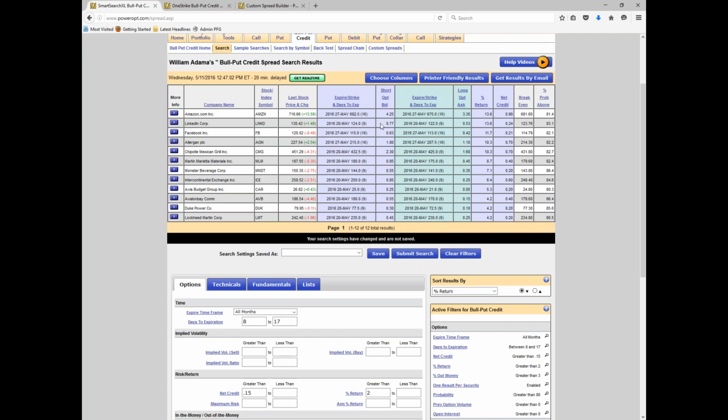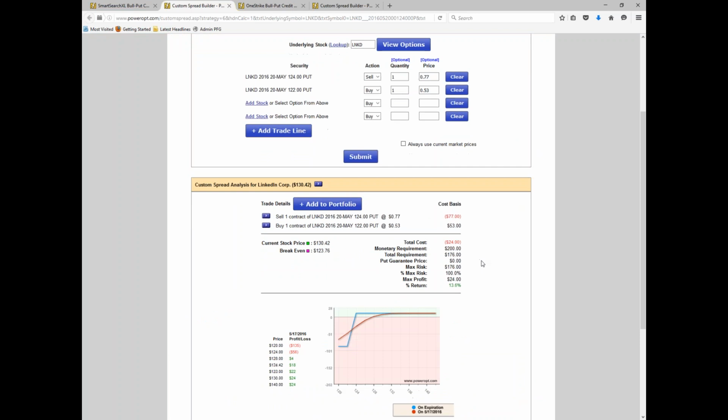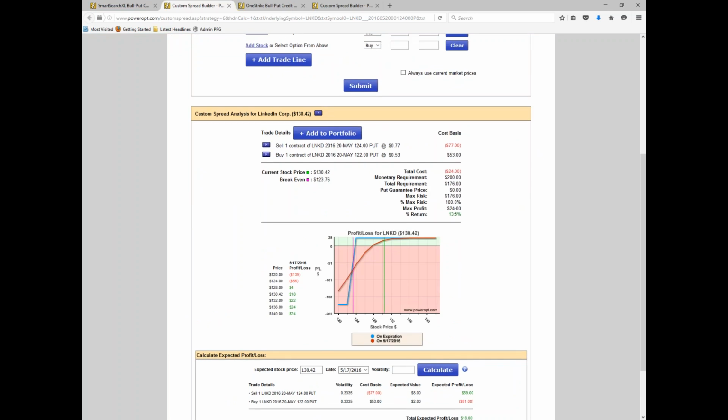We'll take the one on LinkedIn, which is showing a 24-cent net credit. Okay, so once again, taking a look at the bull put credit spread here, similar requirement, 24-cent net credit off of a risk of $1.76. Do 3 contracts, but it'd only be about $72.